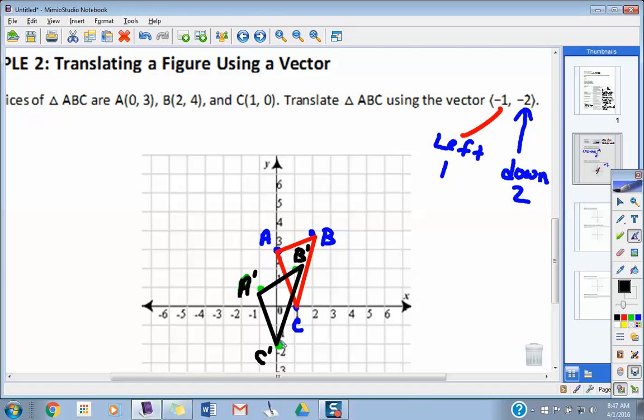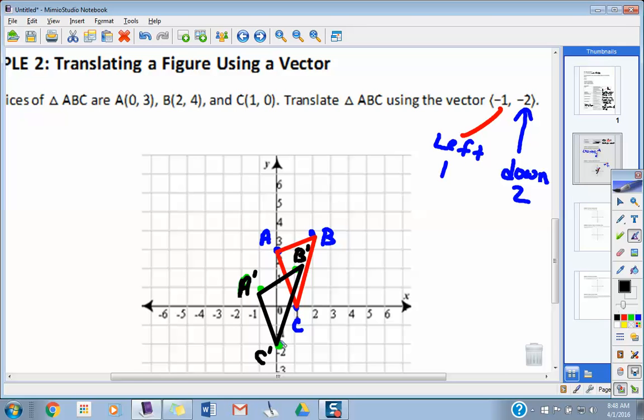So if I say, hey, plot your original figure, ABC, and then translate it using a certain vector in component form, all this is really telling you to do is how far left or right, how far up or down to move it. That's pretty easy, isn't it? All right, questions so far about those two examples then?